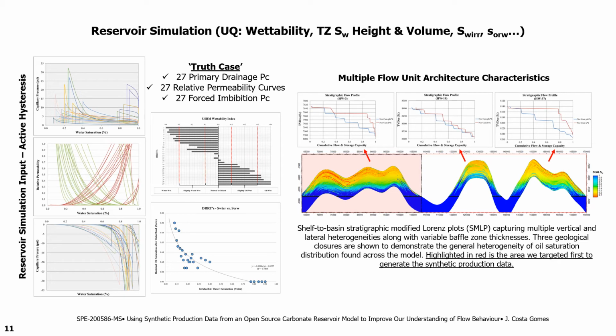The topmost part of the reservoir tends to have most of the flow, depicted here in the first one, and about 80% of the flow in the topmost part of the reservoir, about 20% in the base. That's not so true in the transitional part of the reservoir, but nonetheless, it's been modeled that way. Highlighted in red is the area we targeted first to generate the synthetic production data. So what we did is I cropped this part of the reservoir to start doing our field development plan, which I'll show you next slide.